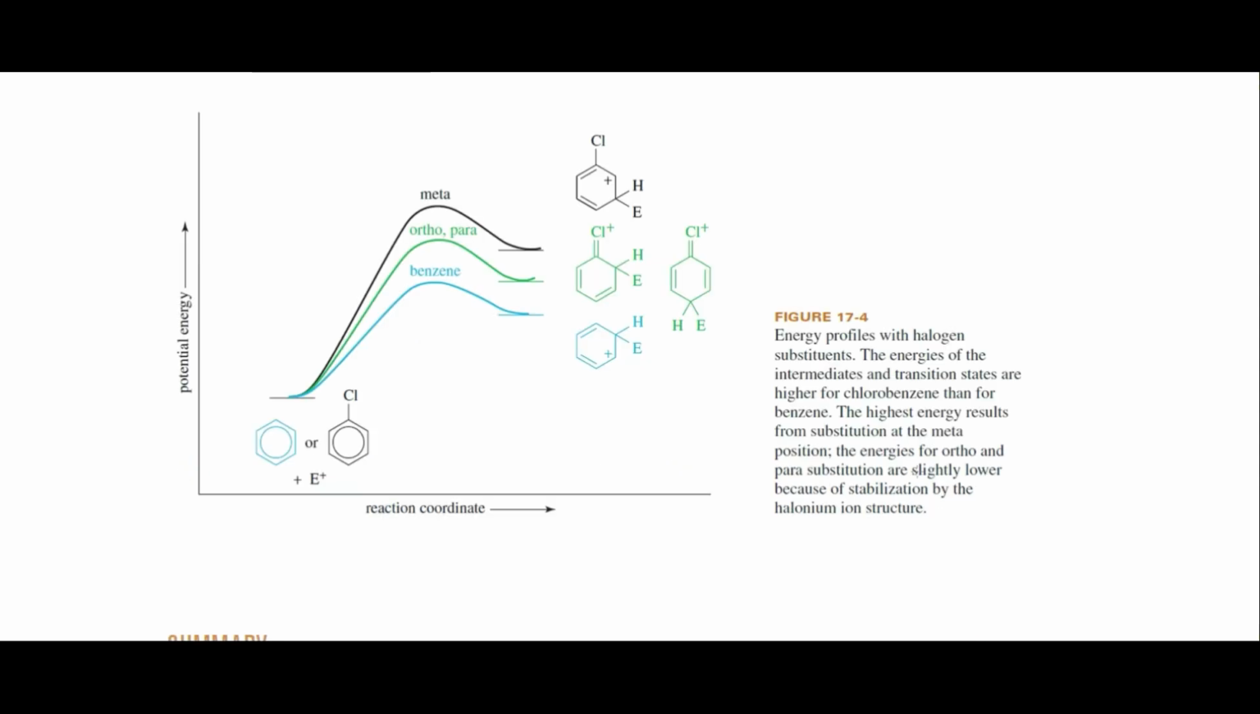And we can see that with the energy diagram here. Again, these are all going to be slower than just the benzene, but we see the ortho and para are more stabilized than the meta in the transition state. And so that's going to favor the ortho and para addition rather than the meta addition.